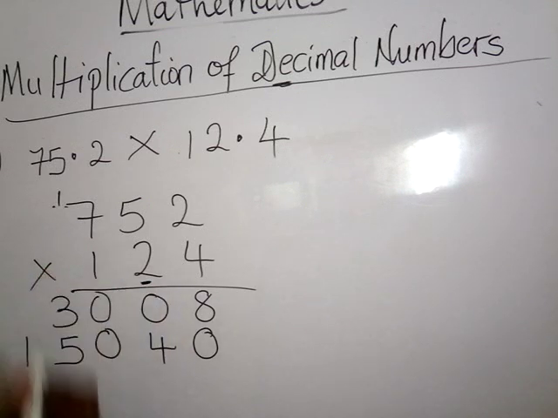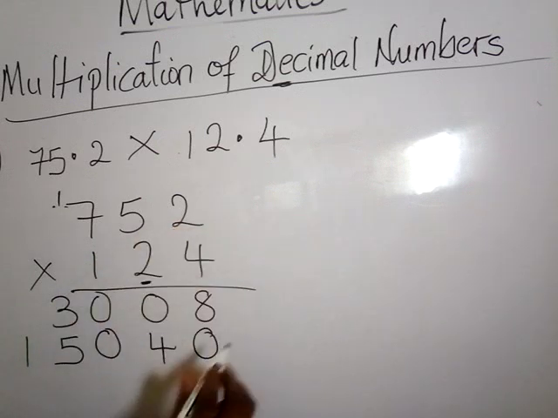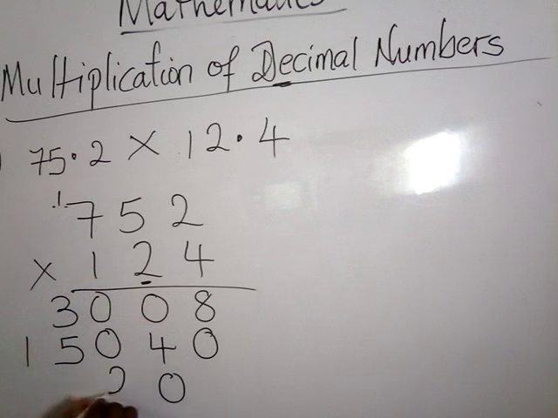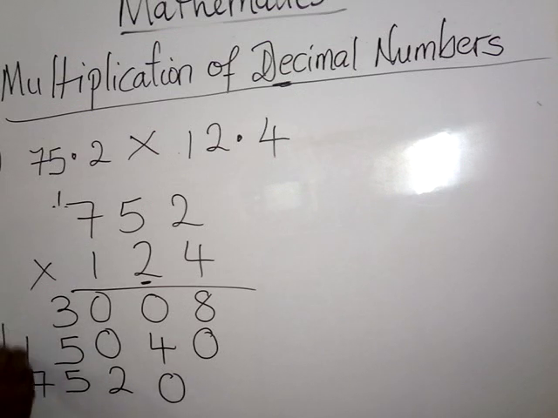So the last one now is 1. 1 times 2, remember, we are going to block here now. 1 times 2 is 2. 1 times 5 is 5. And 1 times 7 is 7. It comes under here. And that's the end. So what do we do next? We add. Okay?